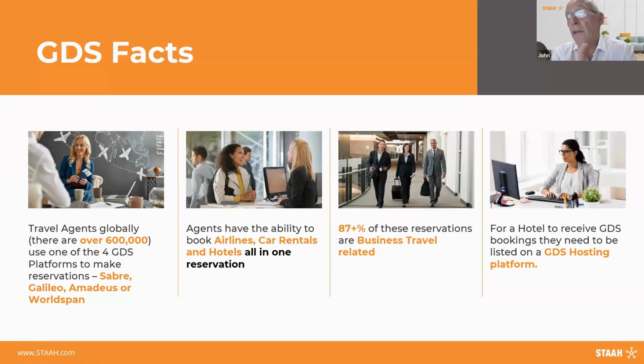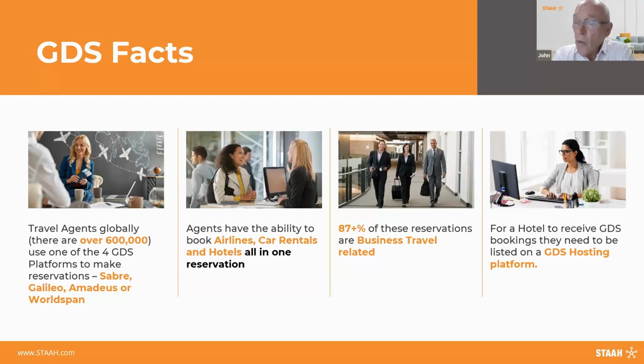So quickly covering it off, just the GDS facts. Travel agents globally, as I said, there's over 600,000, and they use one of the 4 GDS platforms, as I explained earlier. Travel agents have the ability to book airlines, car rentals, and hotels all in one reservation. Sometimes they will just book an airline. Sometimes they will book just car rentals, and sometimes hotels. They may have a combination of any of those 3. The 87+% of these reservations are business travel related.